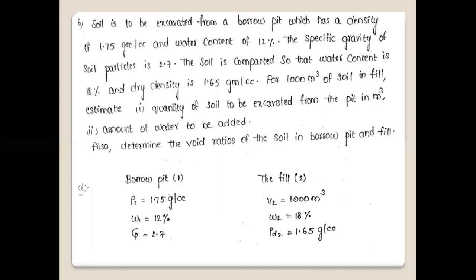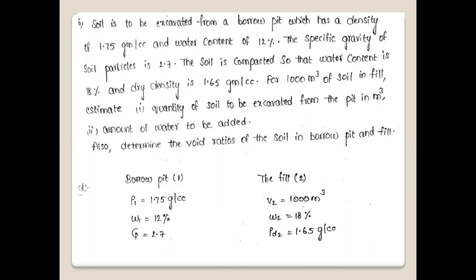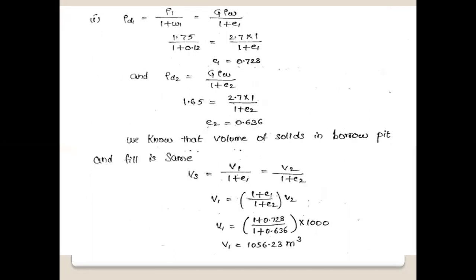Density is rho 1 equal to 1.75 gram per cubic centimeter, water content is 12 percent, and specific gravity is 2.7. Then the fill portion volume is V2 equal to 1000 cubic meters, water content W2 is 18 percent, and rho D2 equal to 1.65 gram per cubic centimeter, which is the dry density. First we find out the quantity of soil to be excavated from the pit.